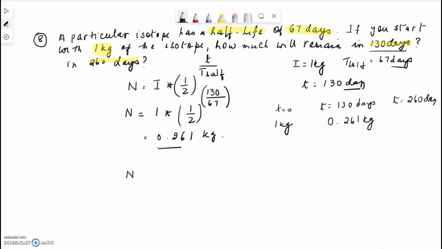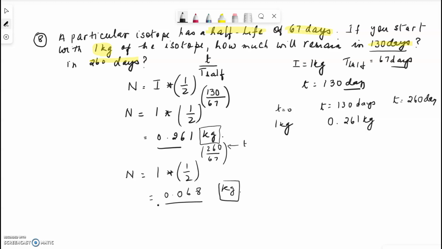So let's just quickly calculate how much is left. So we have N equals, this is going to be the same thing, except we're going to change the time to 260 days. So 260 divided by 67, which is the half-life. The only thing we're changing is the T. Everything else remains the same. I'm going to use my calculator, and what I get is 0.068.